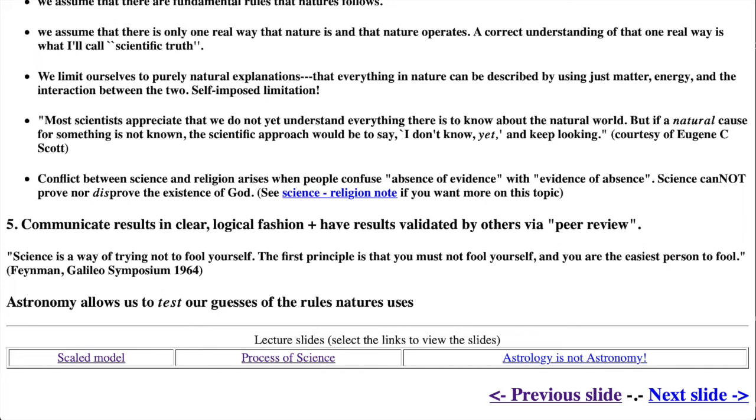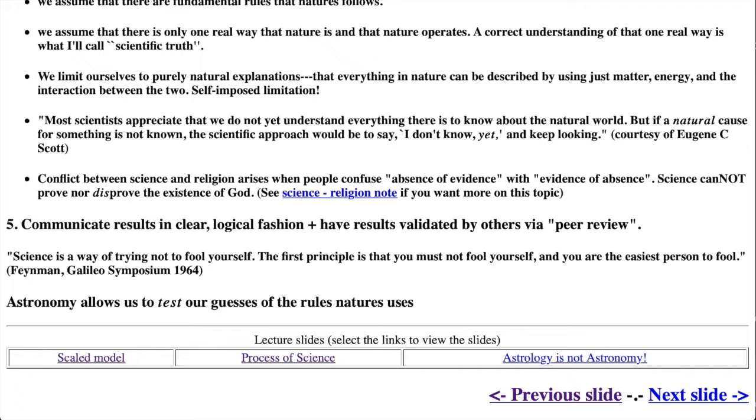The fifth component is communication and peer review. Scientists need to communicate their results in as clear, logical a fashion as they can, so that other scientists can validate the results. Communication happens through articles in science journals and science conferences, as well as phone and email. Communication also includes the general public. So every K-12 education and college degree includes some science classes.